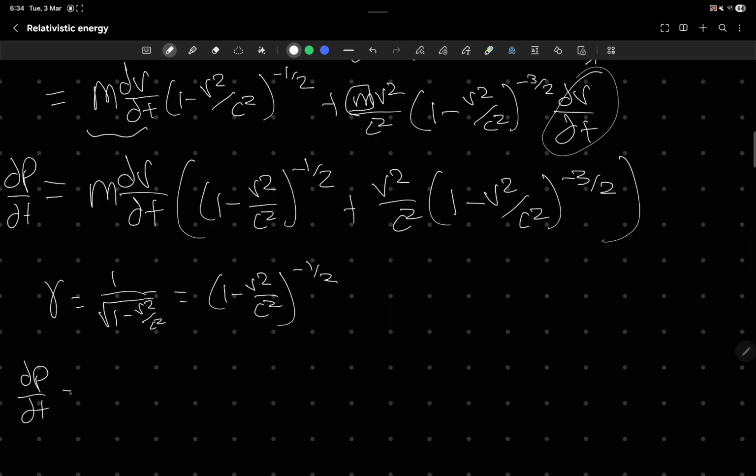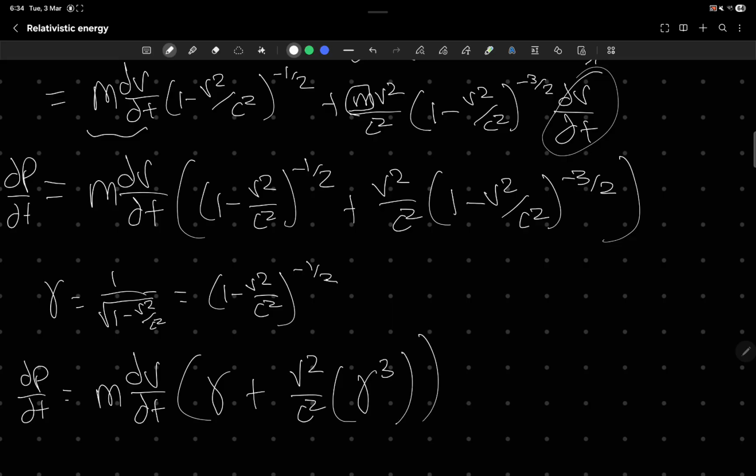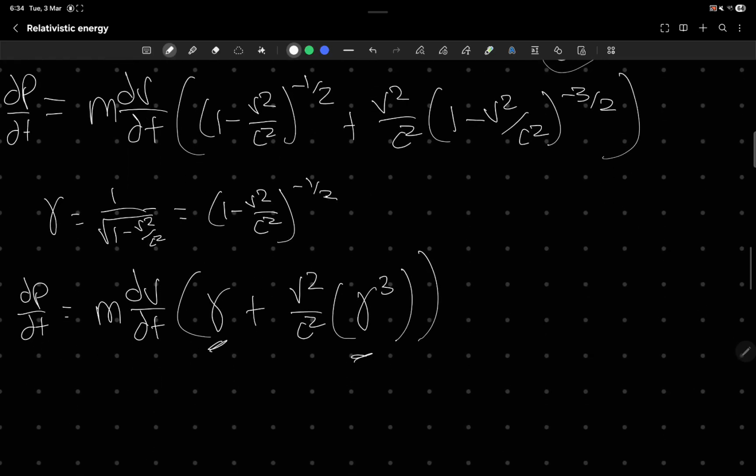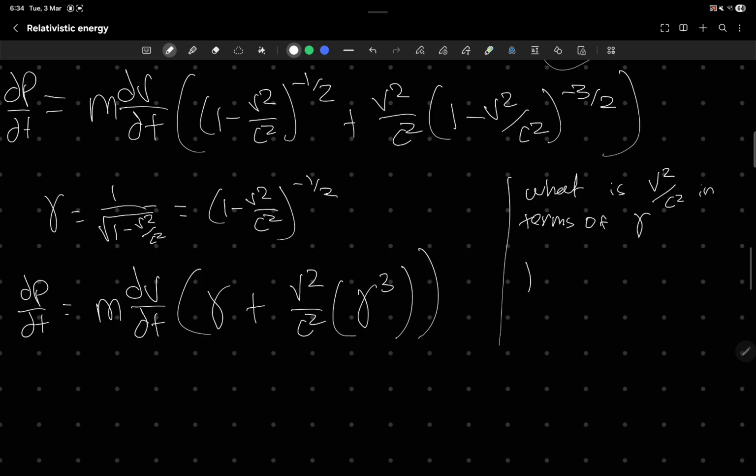So let's start making some substitutions. So dp by dt equals m dv by dt, and then gamma plus v squared on c squared times, now this 1 minus v squared upon c squared to the minus 3 over 2 is just gamma cubed. So we have a factor of gamma cubed. And so we've already got two gammas. I'm just wondering, is there a way I can get v squared upon c squared in terms of gamma?